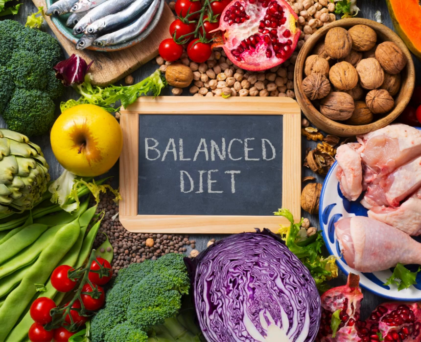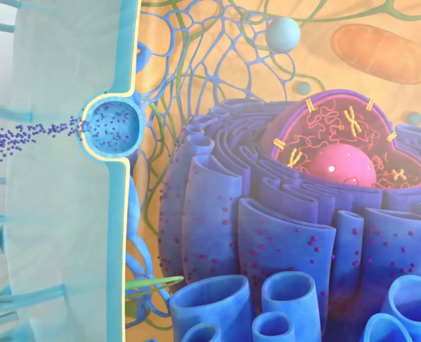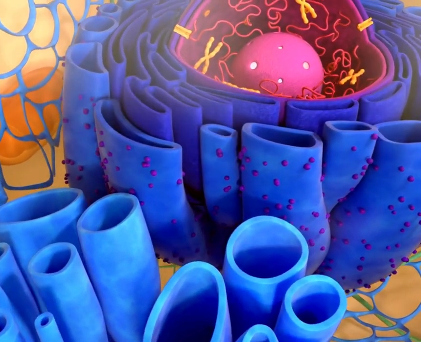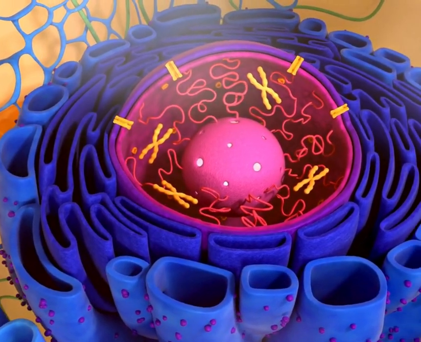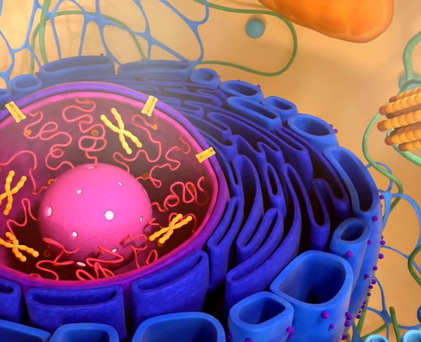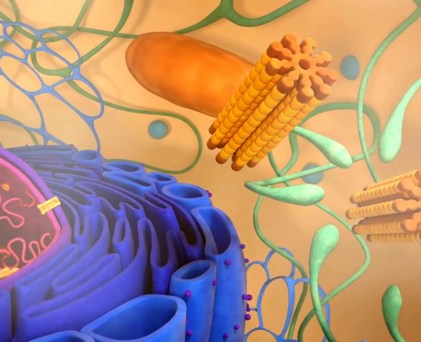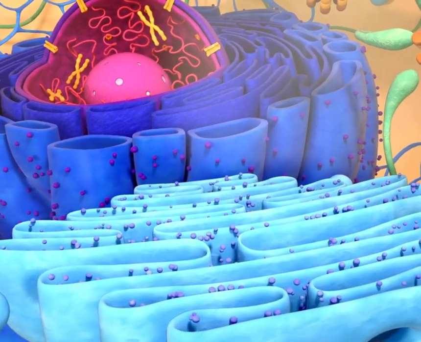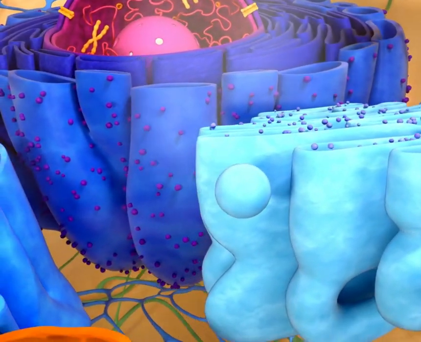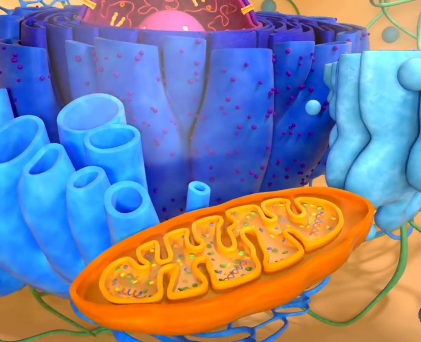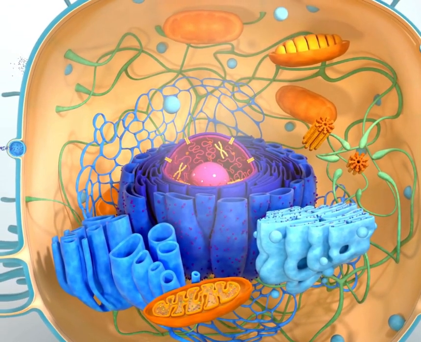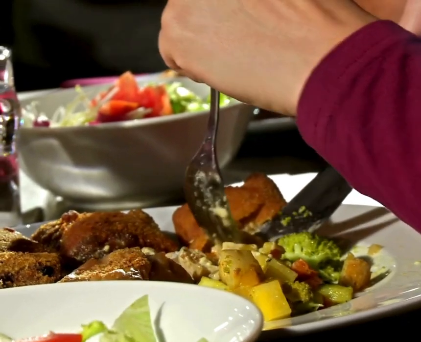So let's wrap this up by saying that the cell is a complex system where every component has a role in nutrient processing, storage, and energy production. From the selective nature of the cell membrane, which decides what gets in, what gets out, to the energy-generating mitochondria, understanding all of these parts gives us a better grasp of how nutrition fuels life at the cellular level. It's much more than just the calories you put into your mouth.